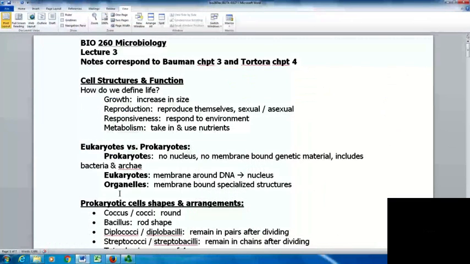This is Lecture 3 for Microbiology. These notes are going to correspond to the Bellman Chapter 3 text, and they will correspond to Chapter 4 in the tutorial text. We're going to be looking at cell structures and how cells function.